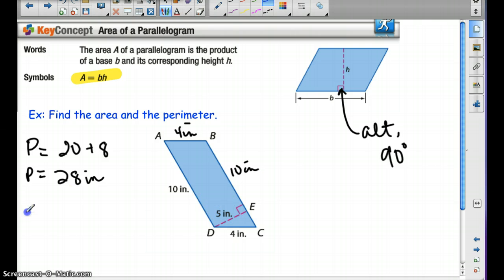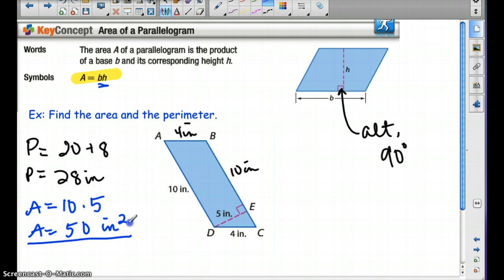Now the area is base times height, right up here, base times height. So we're going to take 10 times 5. A big mistake I see a lot of my students make is they take 10 times 4. 4 is not the height of the parallelogram because it is not an altitude. It does not go from one side to the other at 90 degrees. So the area then is going to be 50 inches squared.